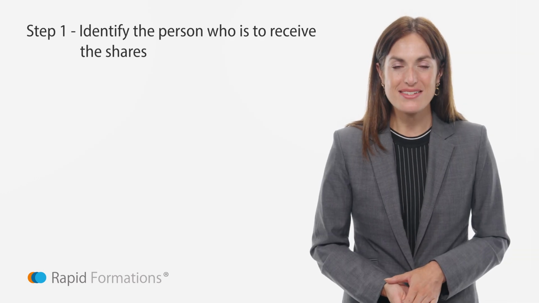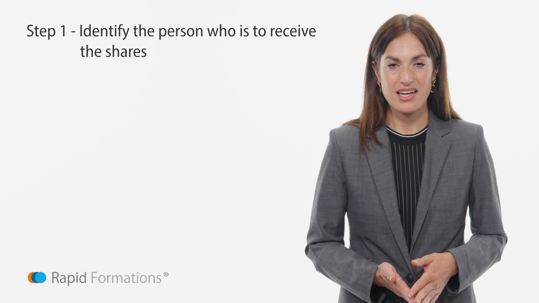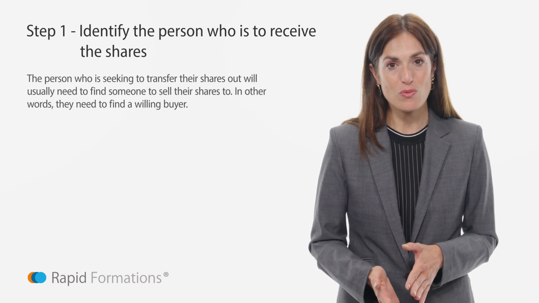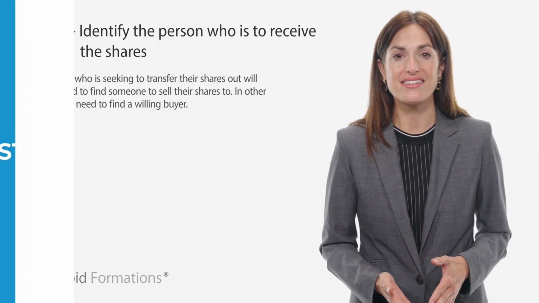So, let's get started with step 1. Identify the person who is to receive the shares. The person who is seeking to transfer their shares out will usually need to find someone to sell their shares to. In other words, they need to find a willing buyer.